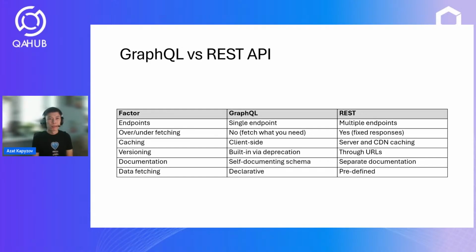And for data fetching, in GraphQL it's declarative, where we specify what data we want to fetch. And in REST API, it's predefined.